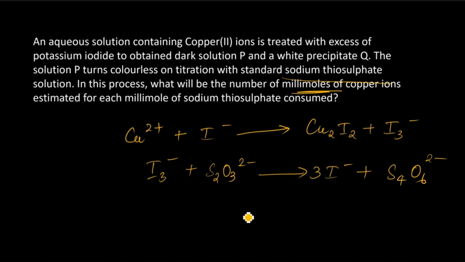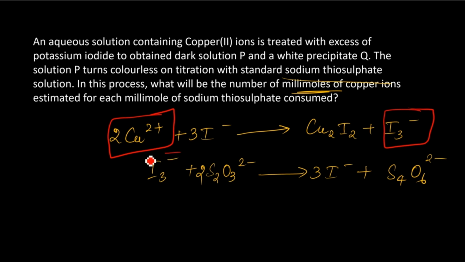So I3 minus, 2, 3, and copper, that is 2. Is it balanced now? Our main concern here is copper 2+ and I3 minus, because I3 minus is carried forward to the next step with thio.